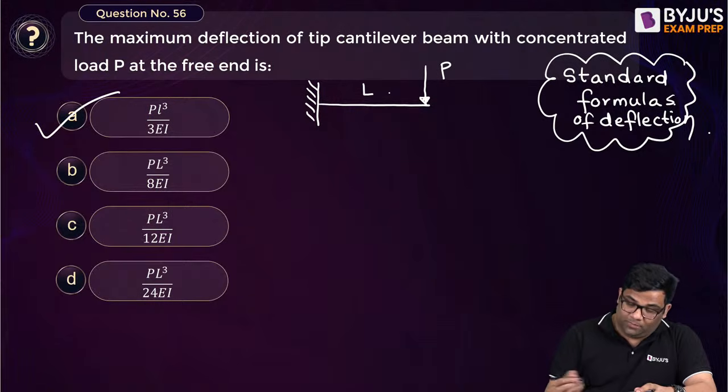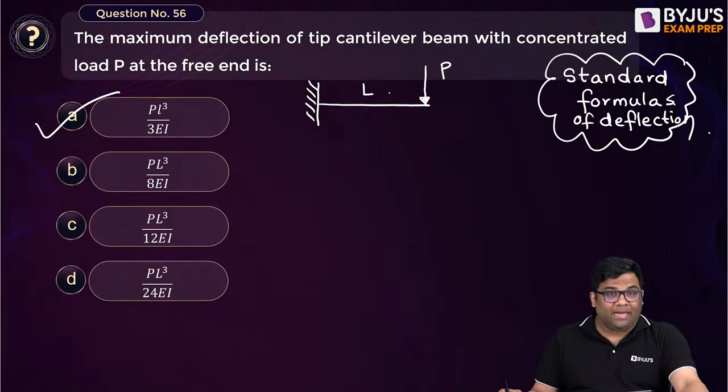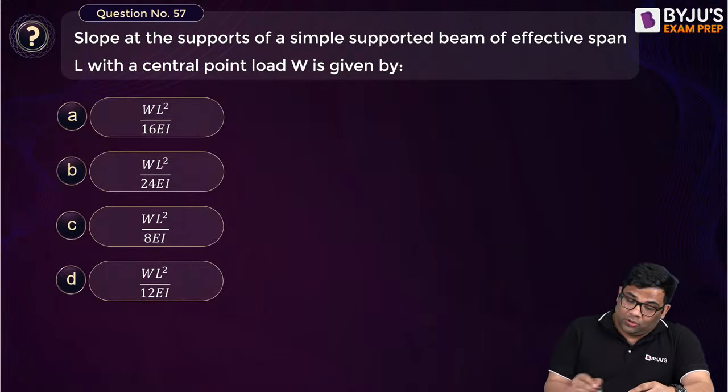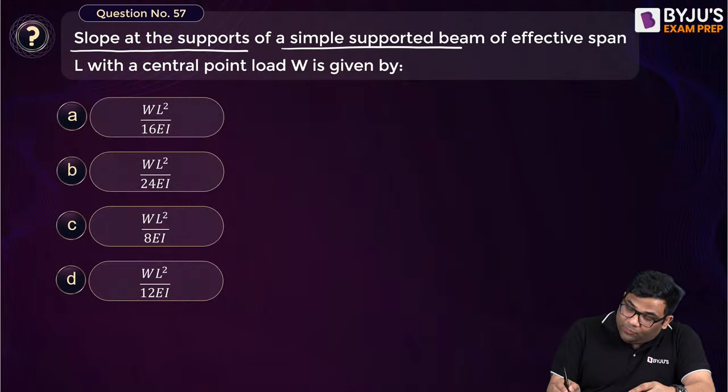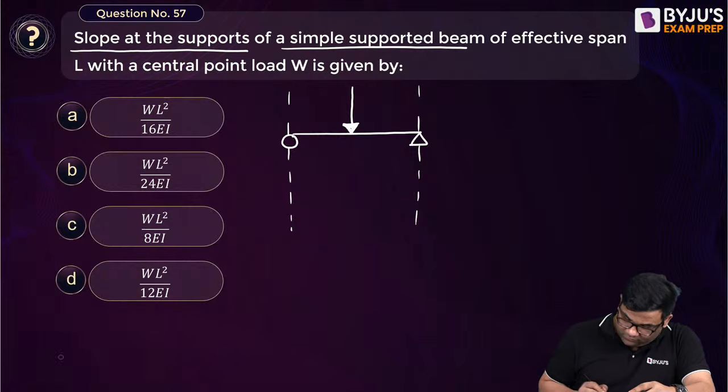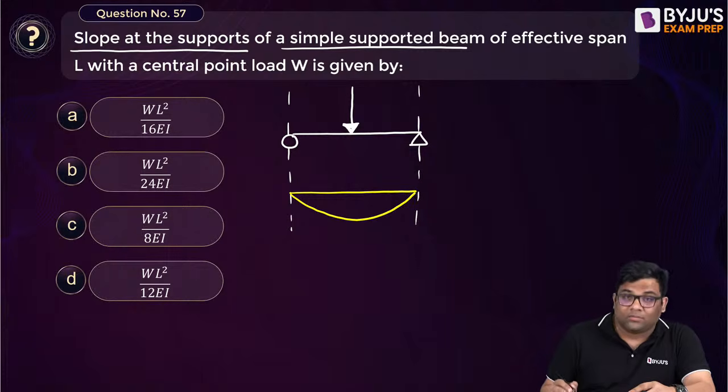So what is that? PL cube by 3EI. PL cube by 3EI. Okay, A. Now, what is the standard formula again? The slope at the support of a simply supported beam with a central load. What is the answer to this?